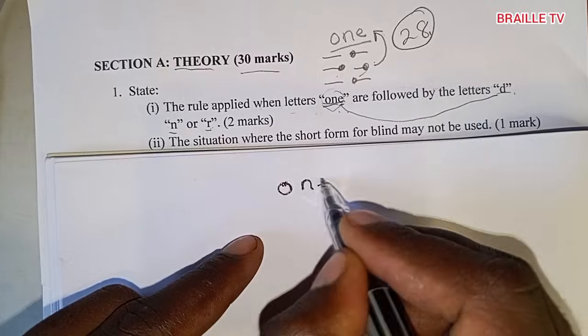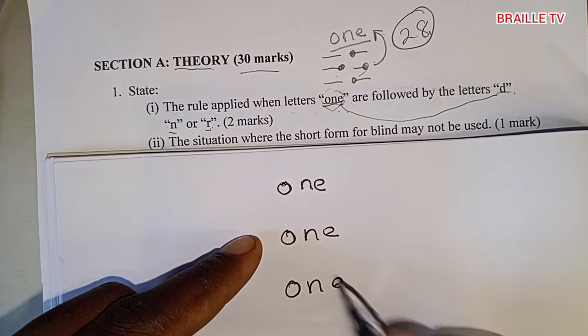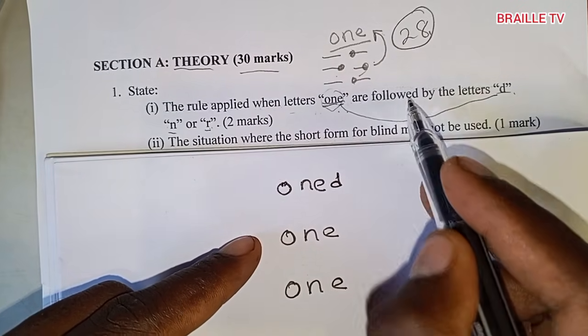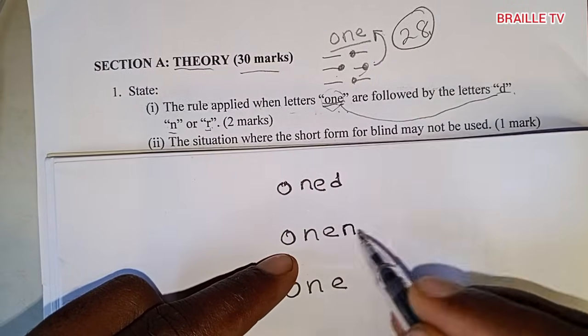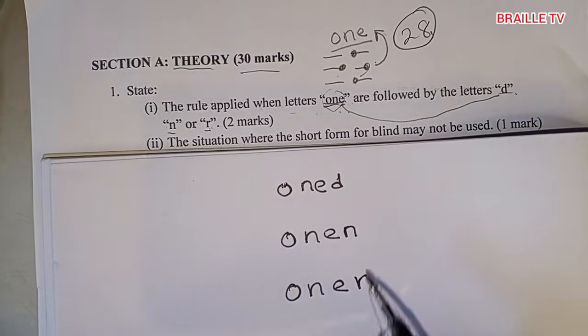One, one, one. The first one, let us add D, because the word was followed by D. Then the second one, let us add N, then R. So this is one followed by D, N, or R.